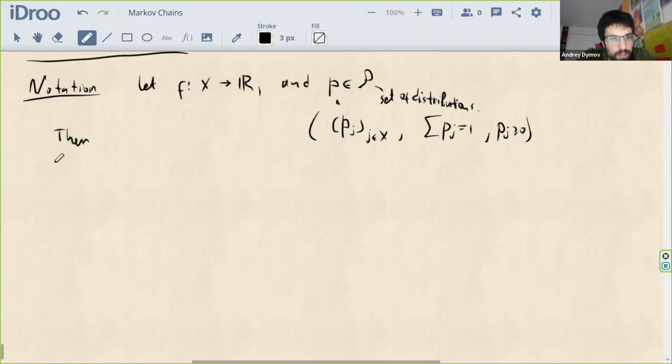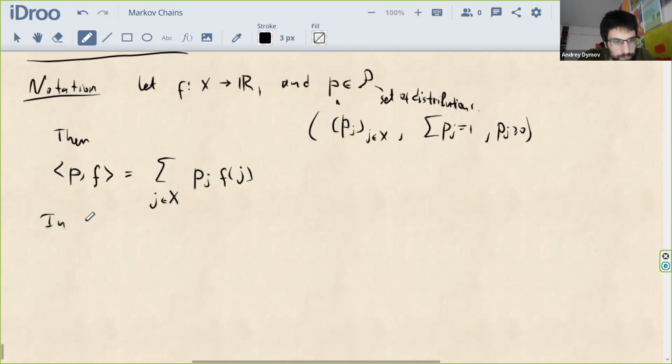Then I will denote by the following notation, brackets of such triangular form, the distribution p and the function f, the action of the distribution p on the function f, in the sense that this is just the sum over j from x of p j times f of j.